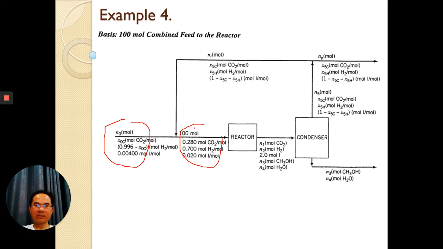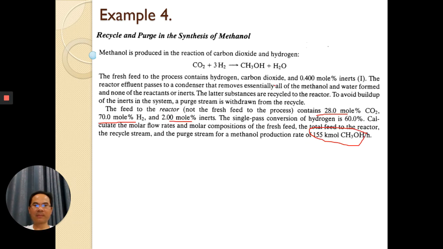And okay, the feed to reactor, you know the composition and basis 100 mole. The output of reactor includes CO2, hydrogen, inert. That's right. Inert feed to reactor equals output because there's no reaction. The input is 0.02 mole inert per mole, that equals 0.02 multiplied by 100, you get 2 mole inert. N3 is mole methanol, N4 is mole water. That's right. Okay. From the reaction, it includes CO2, hydrogen, methanol, and water. And then we send this product to the condenser. That's right. The condenser, we have two streams.